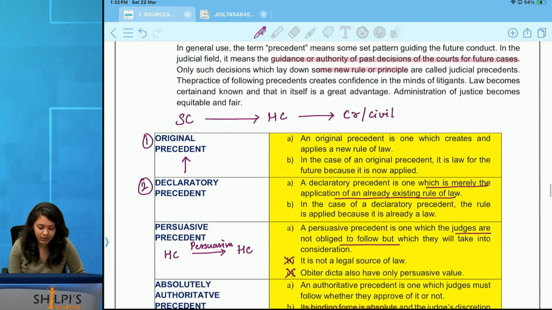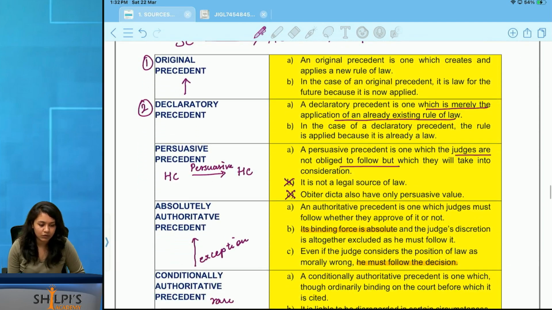And so let's recap what the types of precedents are. We have original, which creates a new rule or law. Declaratory precedent merely declares the already existing rule of law. Persuasive precedent is one which has persuasive value. It is not a legal source of law, and an obiter dicta given in a judgment is not to be taken as a legal source of law.